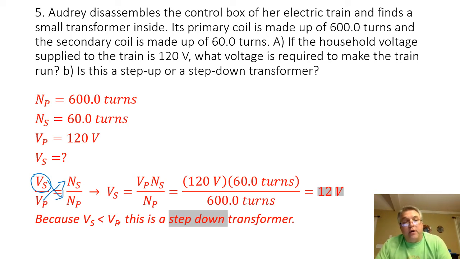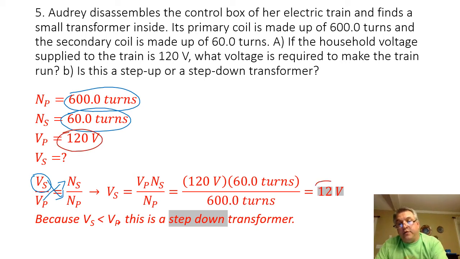Another thing to point out is note that there are 10 times the number of turns in the primary coil as there are in the secondary coil, and my primary voltage is 10 times my secondary voltage, so they are proportional. That's always a good way to double check your work.